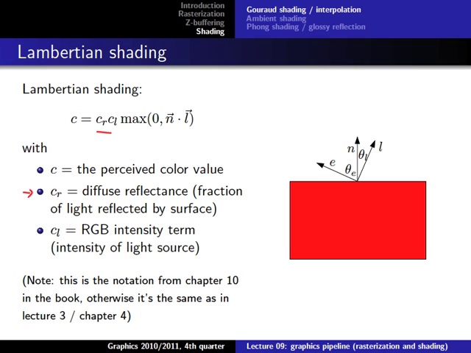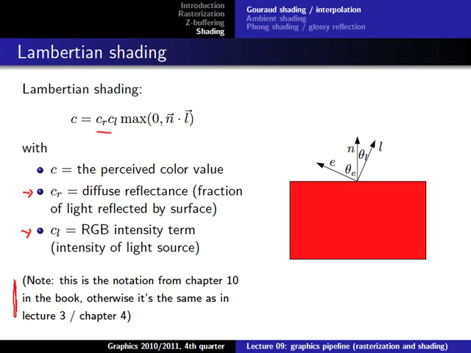And then we have another factor, CL, which is the RGB intensity term. That is the intensity of the light source. So this is basically the value where the light contribution comes in. So if you have a red or a green or a white light, of course this is also different, and this is modeled with this CL term. Now be careful here, this is all stuff that we already had.